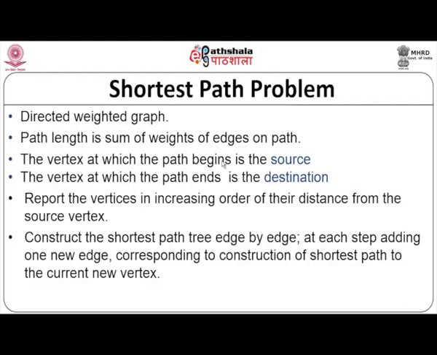So, construct the shortest path tree edge by edge. At each step we are adding an edge corresponding to the construction of the shortest path to the current new vertex. So, from every vertex, you start from the source, you go to the next vertex, from that vertex you take the shortest, from the next vertex you take the shortest and so on.